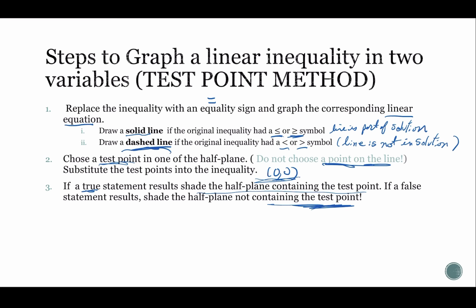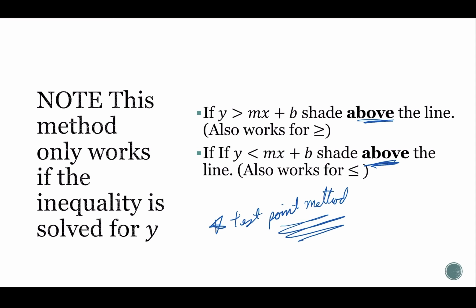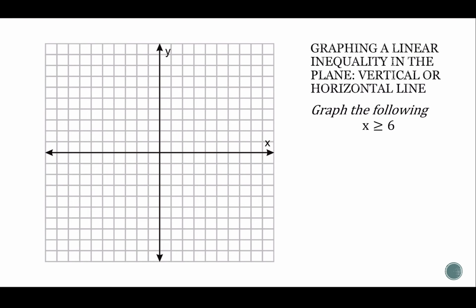We're going to do 3 examples, and I want to give you a quick note that if y is greater than mx plus b, you shade above, and if it's less than, you shade below the line. But sometimes it's hard to tell what's above and what's below the line. So I always recommend the test point method, just for clarity and to check yourself. You always want to check your work, especially on exams and quizzes. So let's do a few examples.